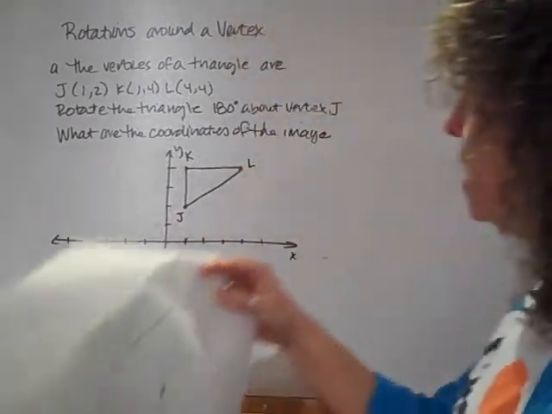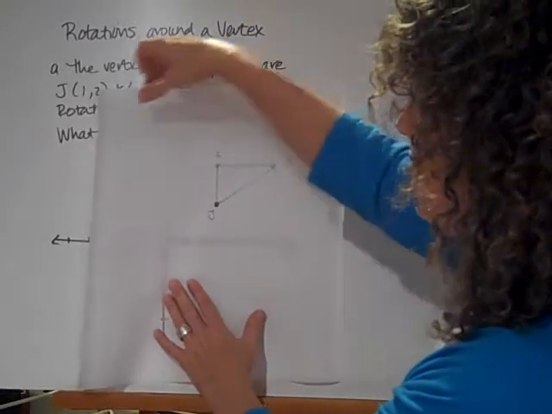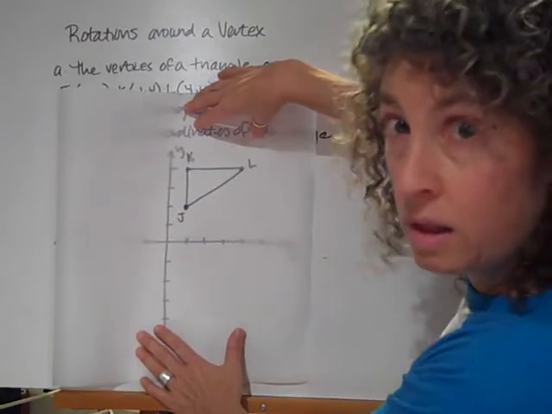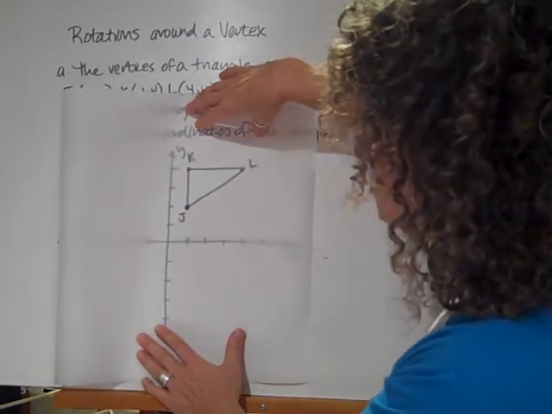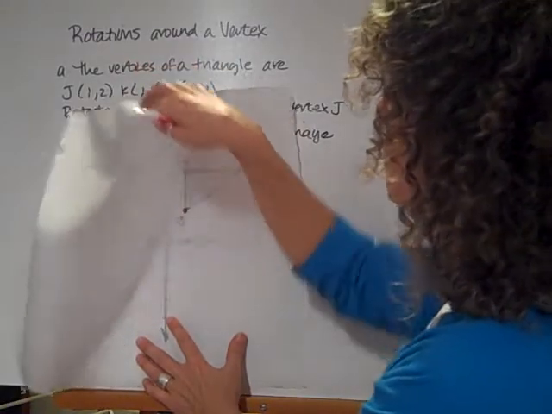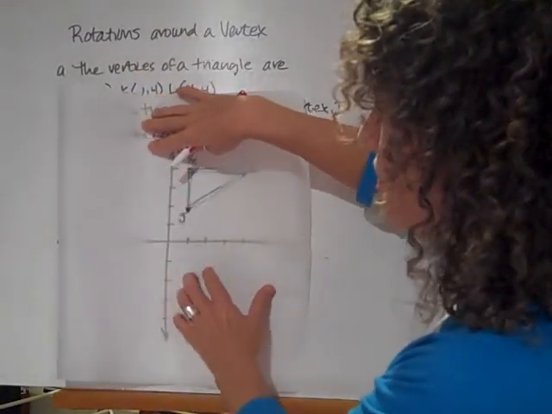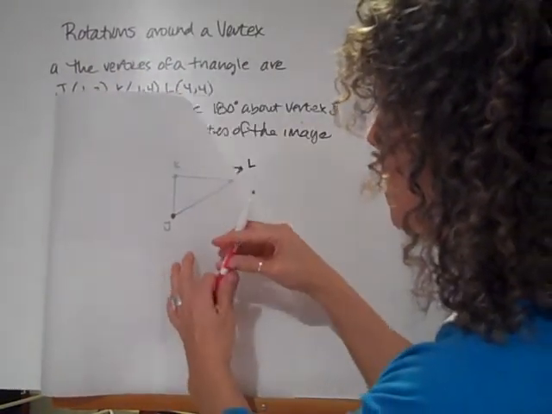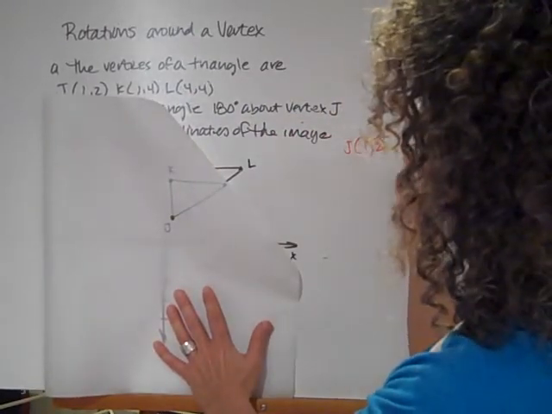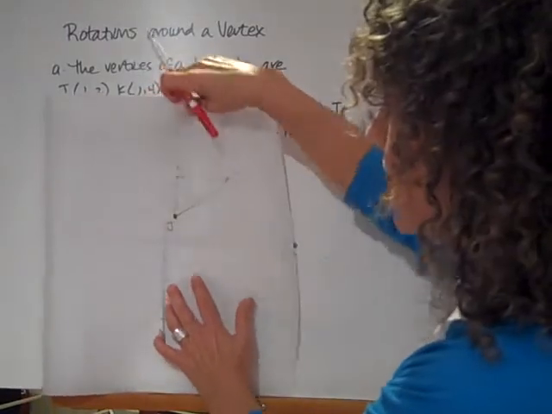All right, so what I'm going to do is grab my piece of patty paper here. And I've already traced out my shape on my coordinate plane. So here's my JKL on my coordinate plane. So we want 180 degrees around vertex J. So vertex J is going to stay the same. So I already know that vertex J, when I'm done with it, is going to be (1, 2). It's not moving. It's going to stay exactly the same.